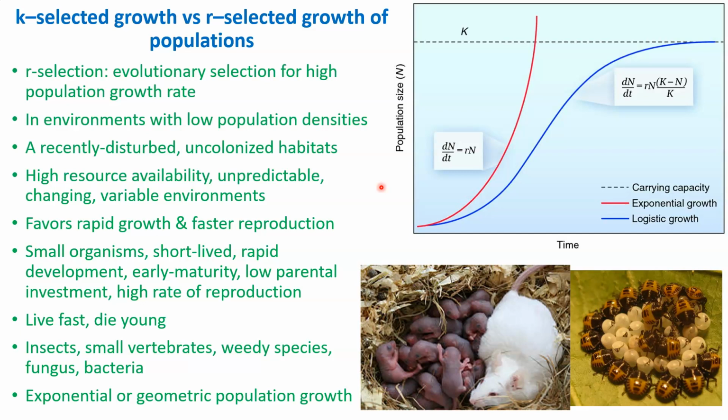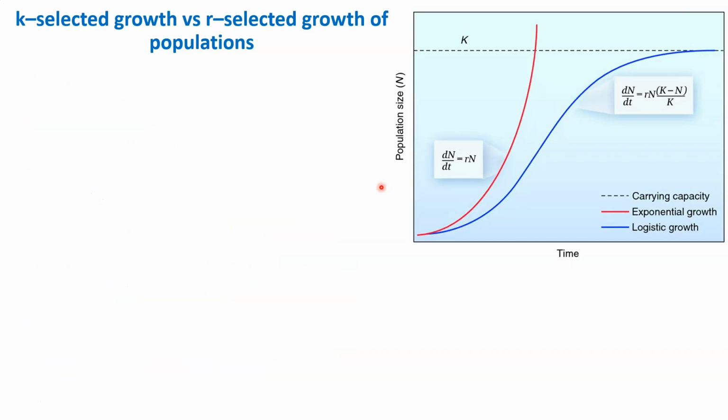Examples: most insects, and many smaller vertebrates like rodents, follow that particular strategy. Weedy species that grow really fast, many herbs that are considered weeds, follow r selection. Many fungi, bacteria, many microorganisms actually follow r selection. And it's both exponential and geometric growth curves that are comparable to r selection.